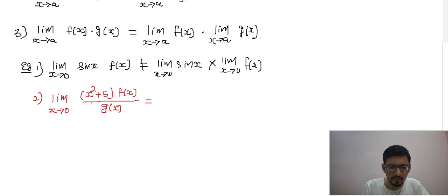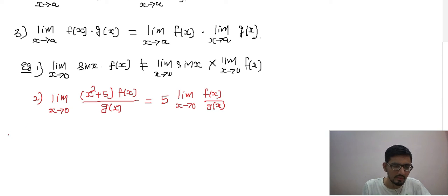You can see x square plus 5. If you see, the remaining expression is in the multiplication format, right? x square plus 5 into f of x by g of x. Then this separation you can allow. So here if you put 0, what I will write here is 5, then separate limit you will solve: limit x tends to 0, f of x divided by g of x.